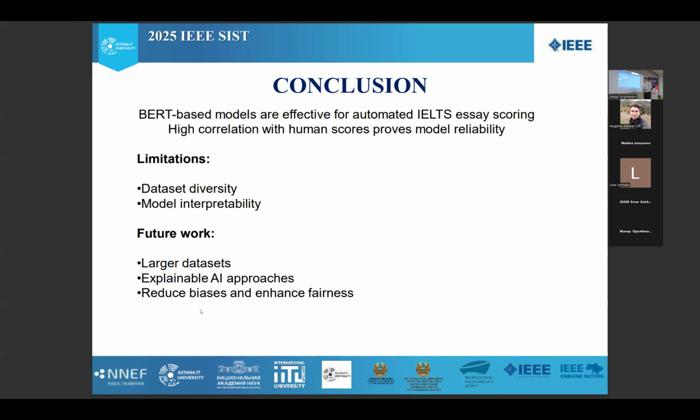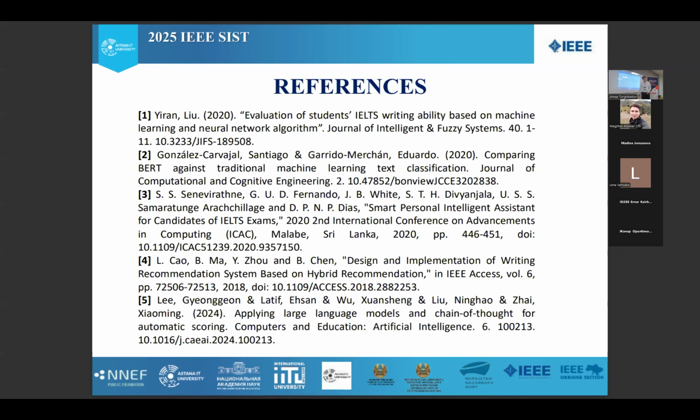And in conclusion, we can say that BERT-based models are effective in this task, and there were some limitations like dataset diversity and model interpretability. In future work, we want to use larger datasets and explainable AI approaches. So, thank you for your attention. Okay, thank you very much.